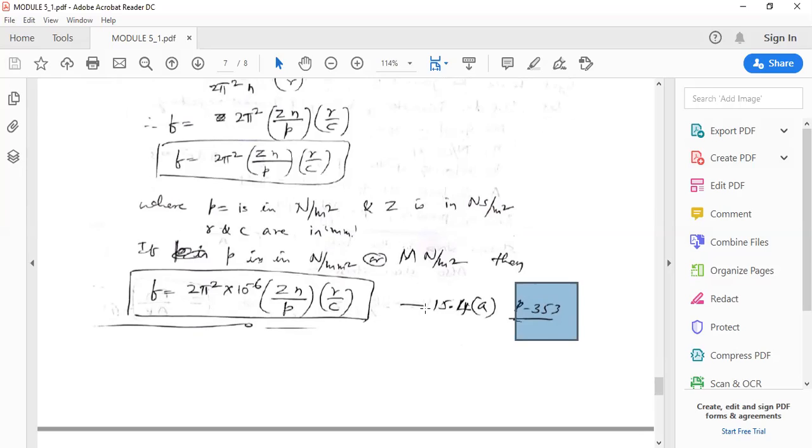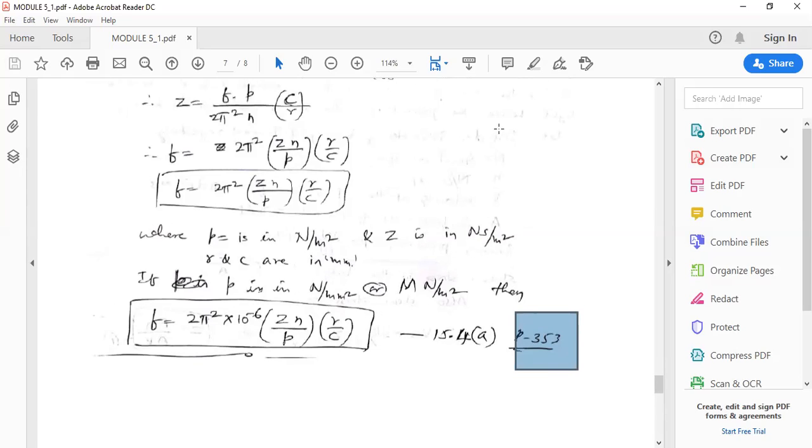So in the next session, I will take the design procedure of journal bearing.